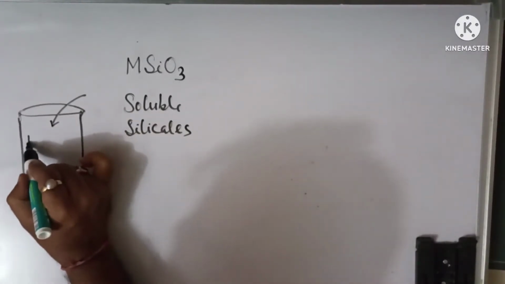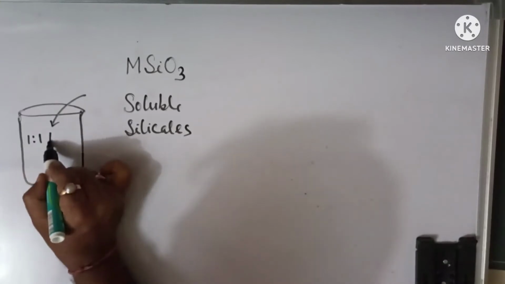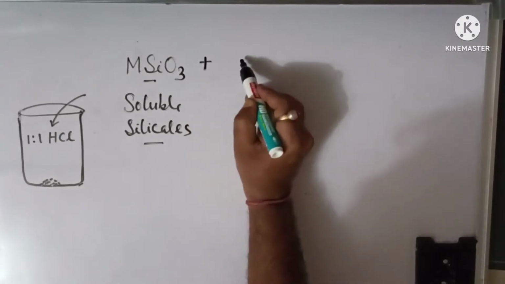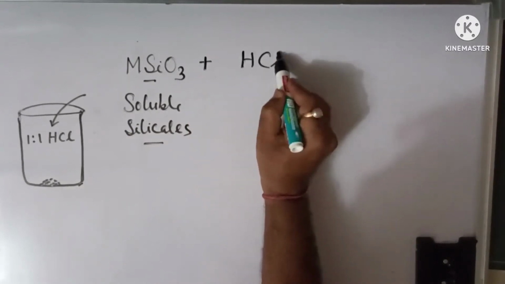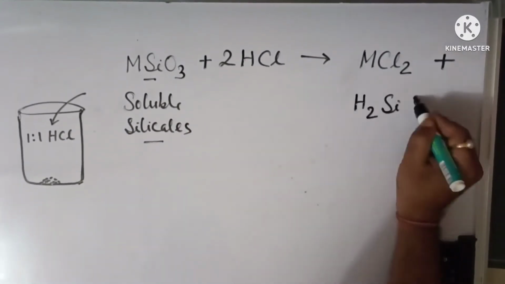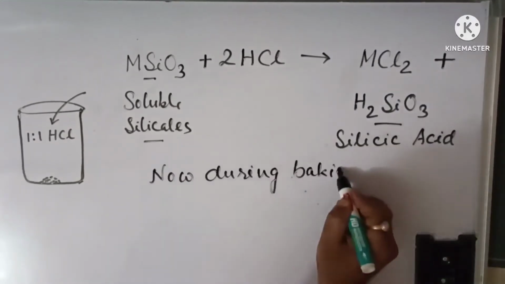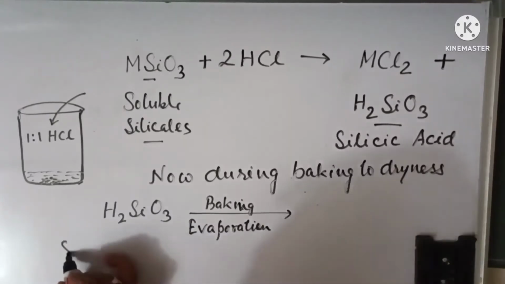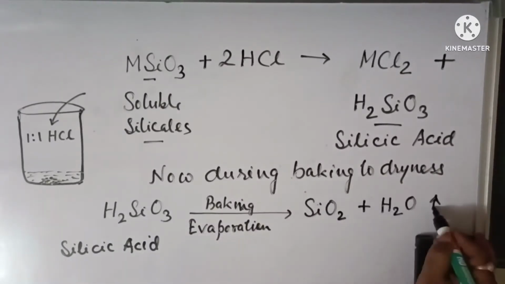2.5 gram of sample and 10 ml of 1:1 HCl are taken and it is boiled. During boiling, soluble silicate, which is represented by MSiO3, reacts with HCl. This reaction produces silicic acid and metal chloride. This silicic acid during baking is converted to silica and H2O. H2O, that is water, then evaporates when the baking is done to dryness.